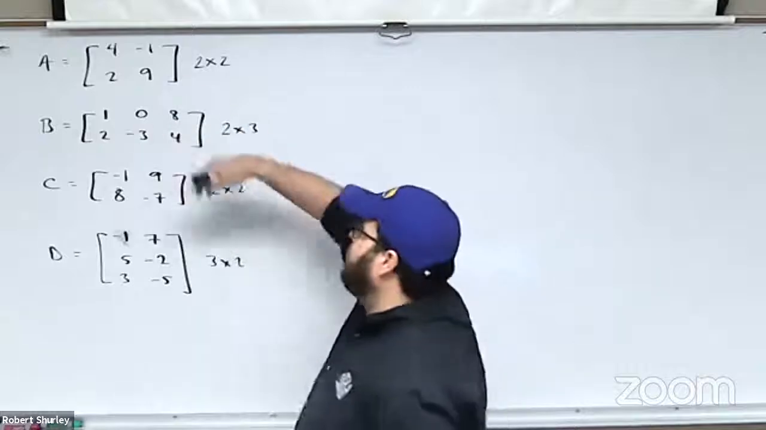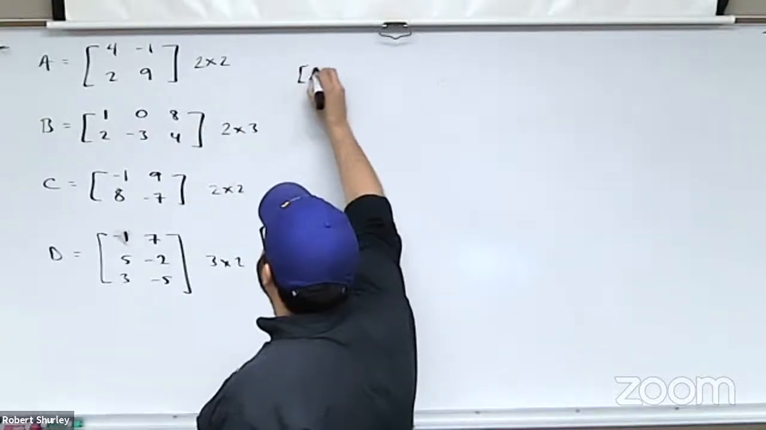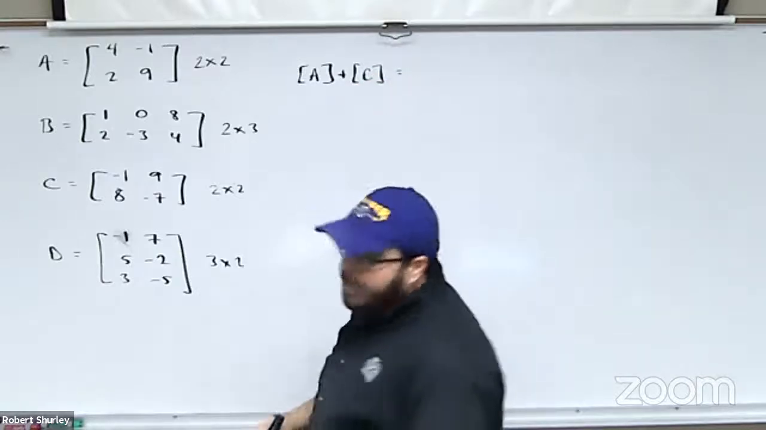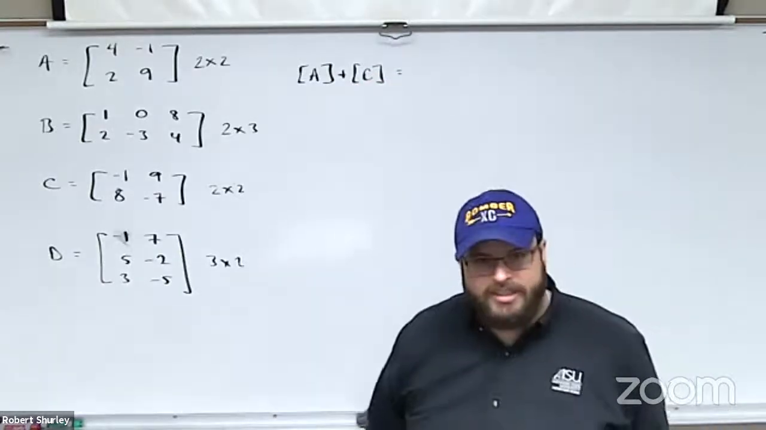So let's add A and C together. So the way you would do this is, let's do A plus C. How about that? A plus C. If we're going to add A plus C, it is exactly what you think it is, okay?